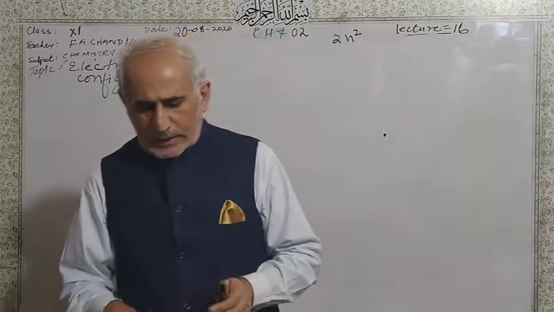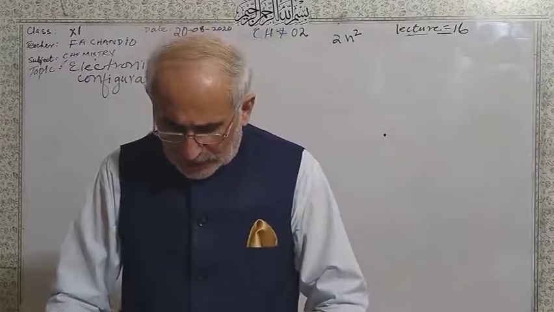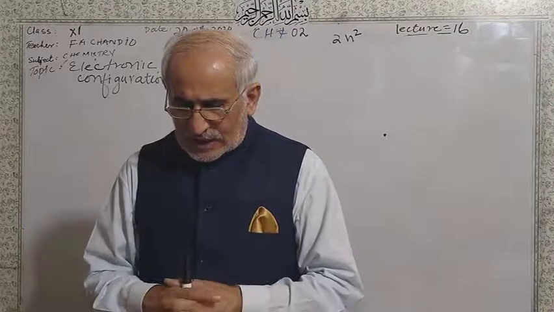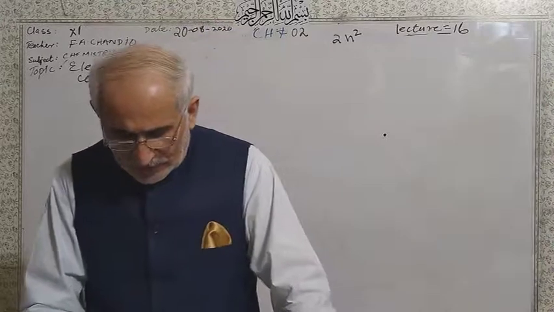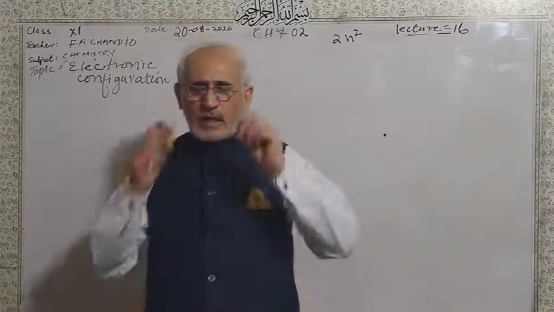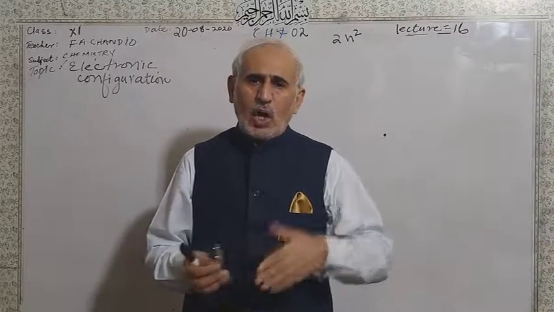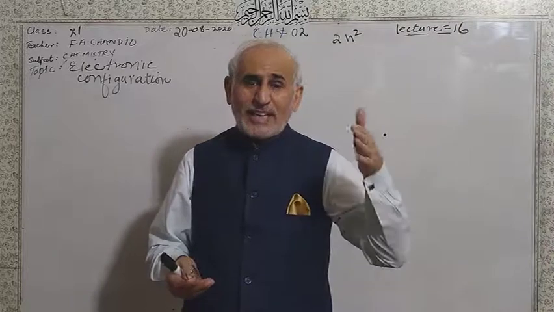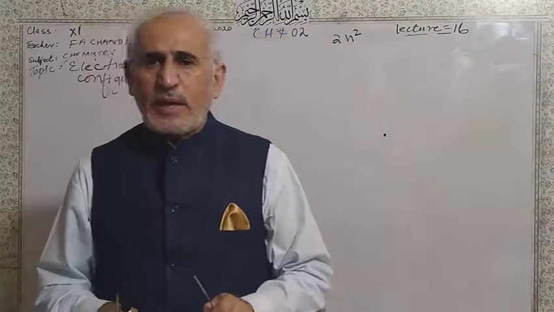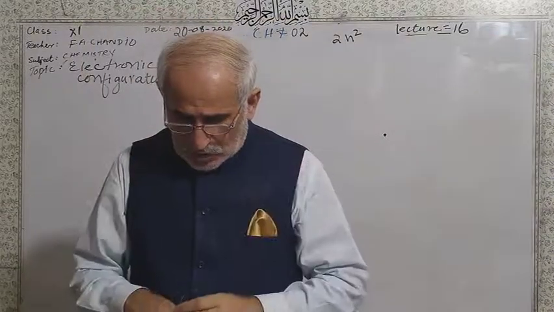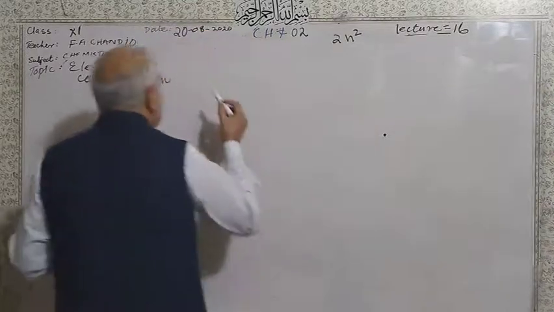S, P, D and F. The representation of the filling of electrons in different orbitals S, P, D, F of an atom is called electronic configuration, the arrangement of the electrons. How we arrange and represent the electrons in different sub-energy levels. I just want to explain this, then I will explain the other one.